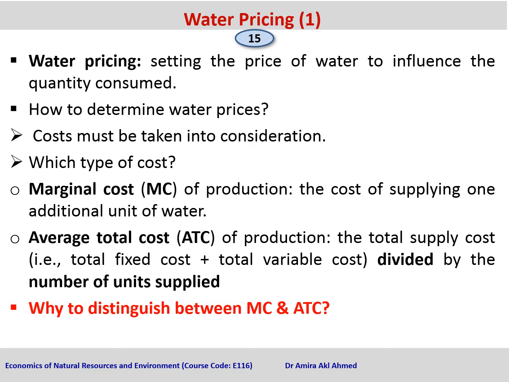In this regard, we must differentiate between the average total cost of supplying water and its marginal cost. The marginal cost is the cost of supplying one additional unit of water, whereas the average total cost is simply the total supply cost divided by the number of the units supplied. Another important question might be, why is this distinction important? Let's discuss this point in the next slides.